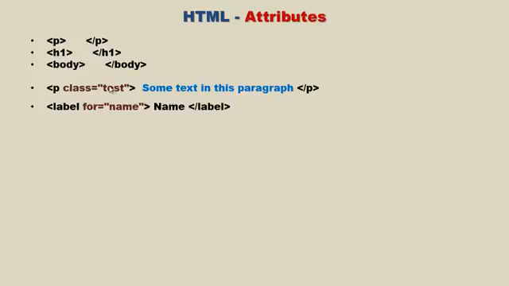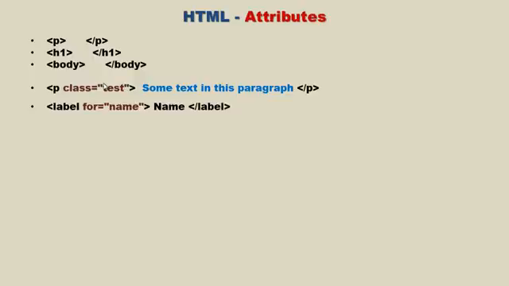Now, what are attributes? Well, we've been looking at those. This right here is a class attribute. And all an attribute really does is it gives more information about a particular element. It allows you to do a little bit more. In this case, this is a CSS class, and we're turning this text blue.